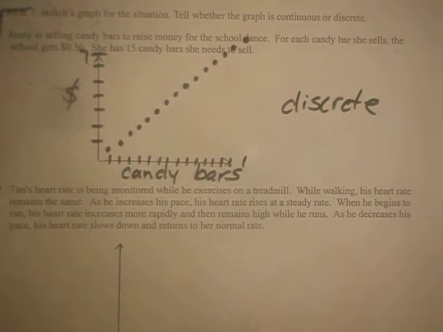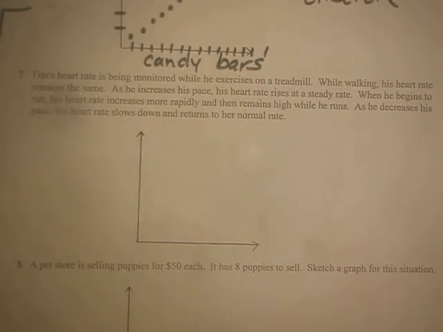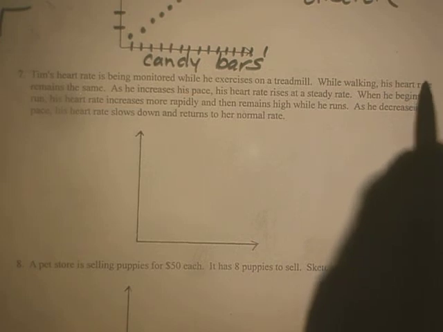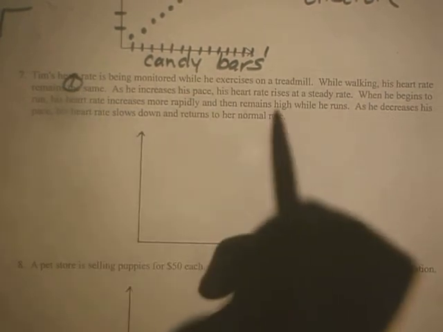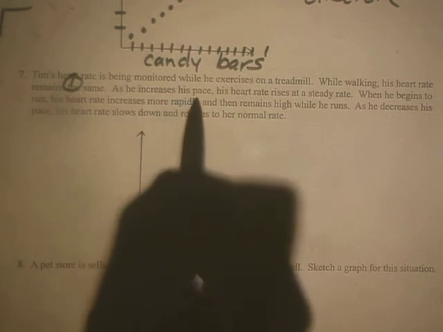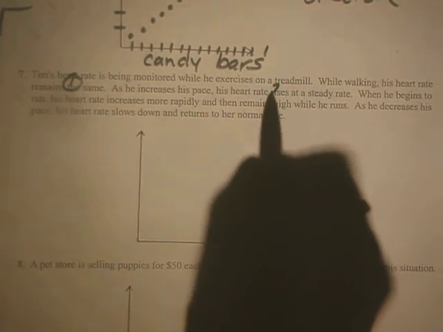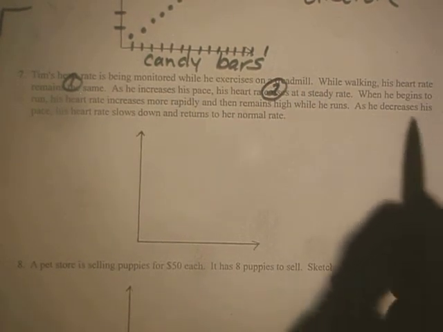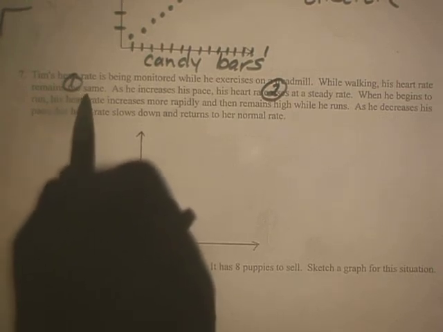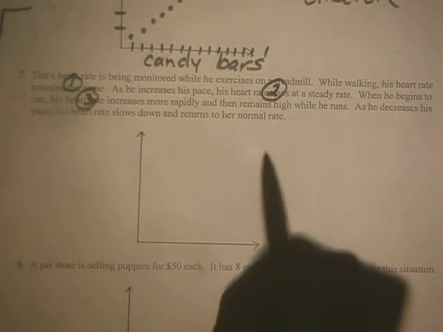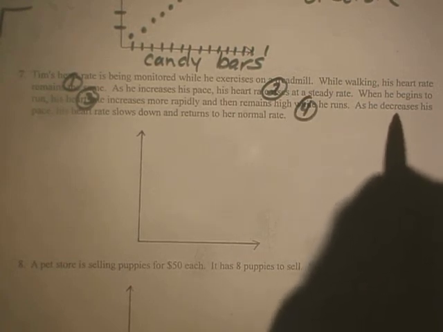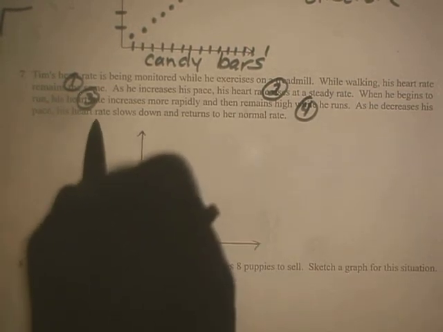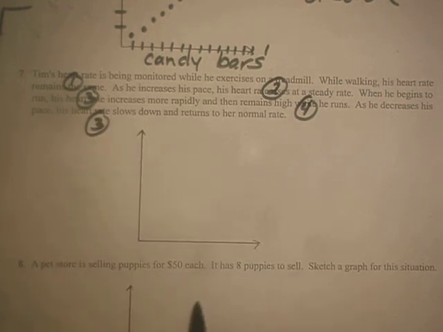Number 7, Tim's heart rate is being monitored while he exercises on a treadmill. He starts out walking and his heart rate remains the same. I'm going to put a 1 there. He increases his pace and his heart rate is steady. He begins to run. His heart rate increases more rapidly. Remains high while he runs. And then as he decreases his pace, his heart rate slows.